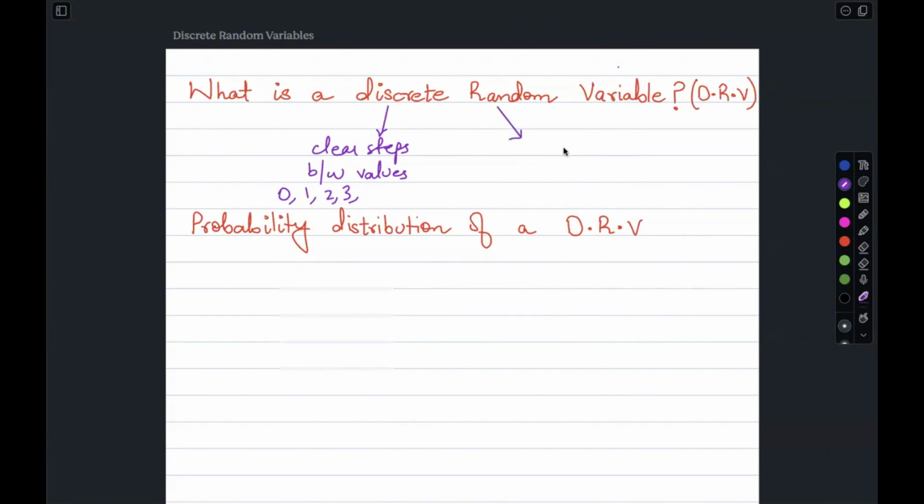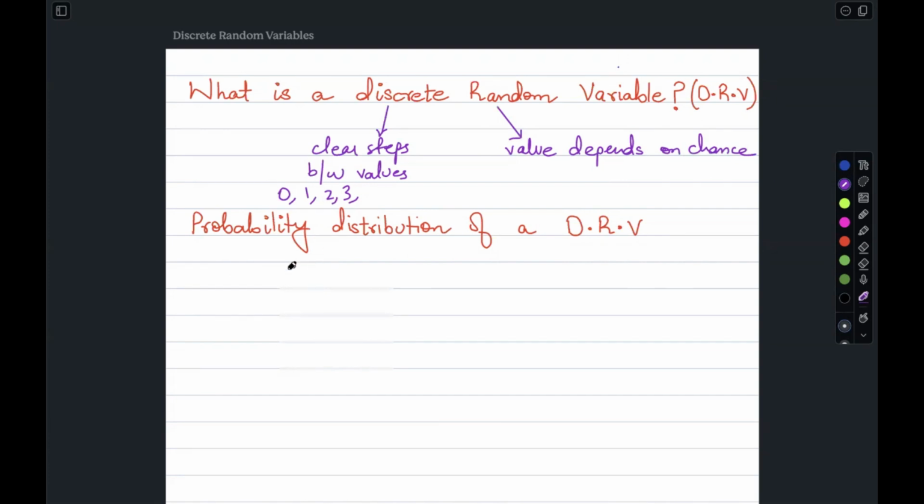Random means that the value it can take depends on chance. So the value of the variable depends on chance. Now the probability distribution of a discrete random variable is basically all the values a variable can take and their corresponding probabilities. So for example, let's say we have a discrete random variable.